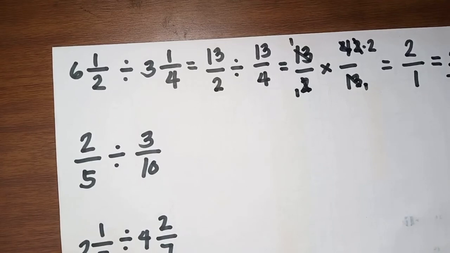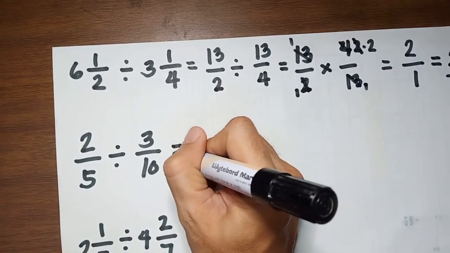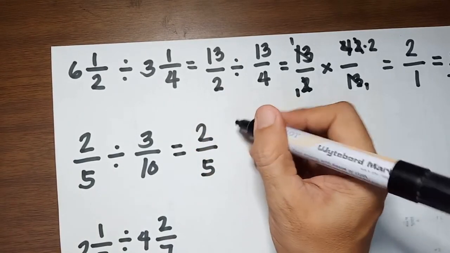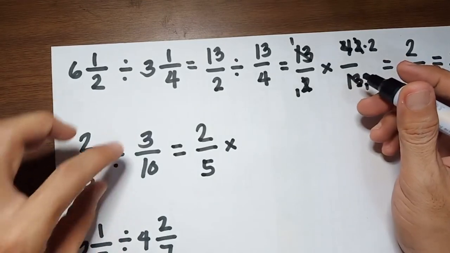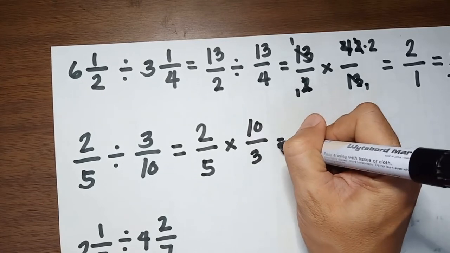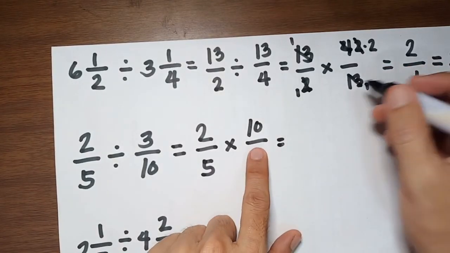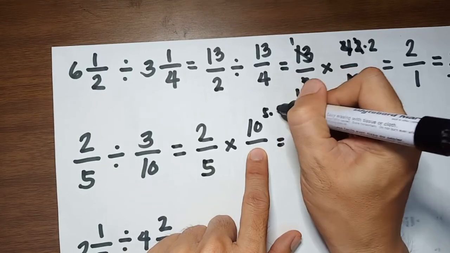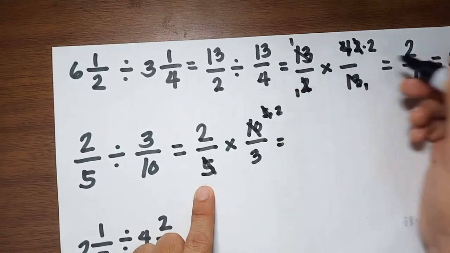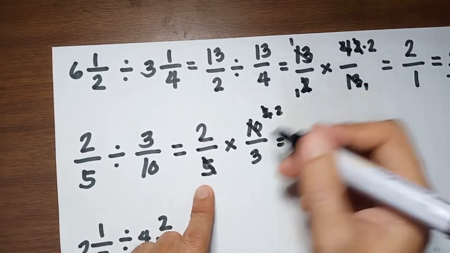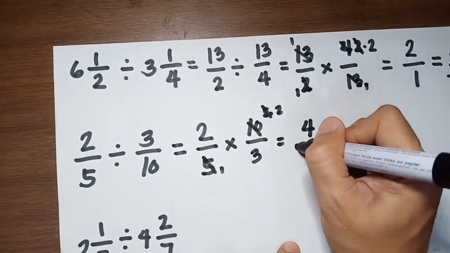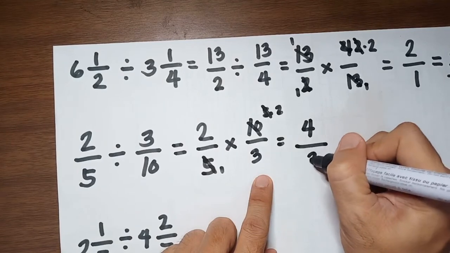Next example. 2 over 5 divided by 3 over 10. Again, we copy 2 over 5. Then proceed to multiplication. Reciprocal, 3 over 10, that becomes 10 over 3. Then factor out common. We can write 10 as 5 times 2. So we can cancel out the 5 and the 5 here. Then what remains is 2, what remains is 1. So this is 2 times 2 is 4 over 1 times 3 is 3.